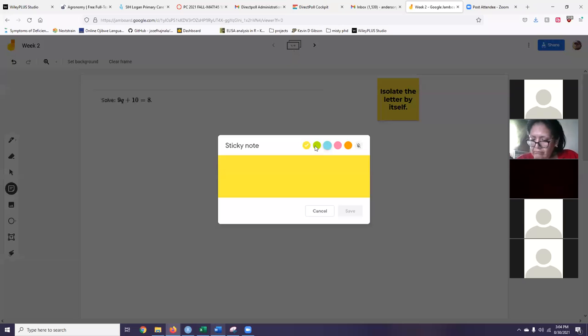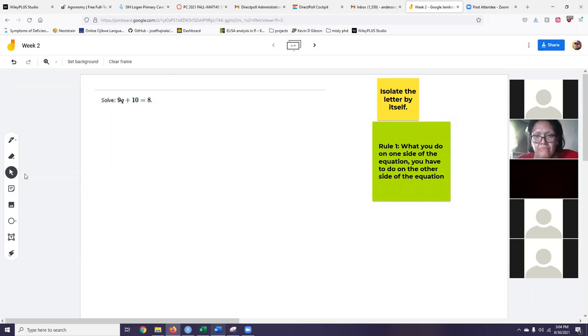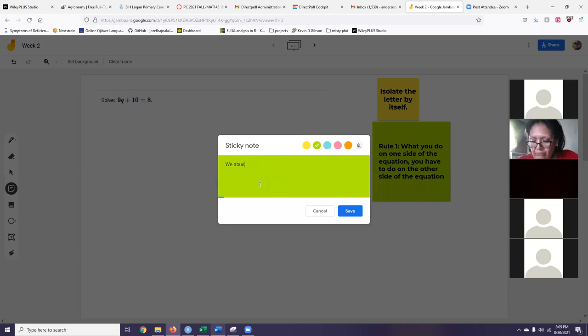So rule one in my thing, and this is kind of the main rule. There's a couple other things, but what you do on one side of the equation, you have to do on the other side of the equation. So what we end up doing is we kind of abuse the order of operations to get the letter by itself. We usually go in reverse order for order of operations to isolate the letter.